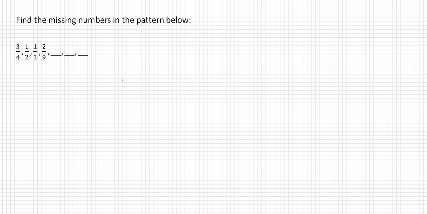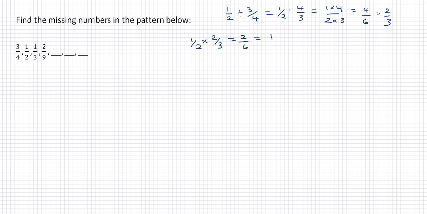Find the missing numbers in the pattern below. So what we're saying here is we're going to divide the second term by the first term. So this is going to be 1/2 multiplied by 4/3. So this is going to give us 1 multiplied by 4 over 2 multiplied by 3. This is 4/6, which is 2/3. So for the second term, you're going to multiply by 2/3 to get to the third term, which is going to give us 2/6, which is 1/3.